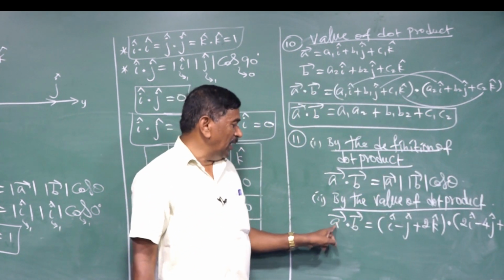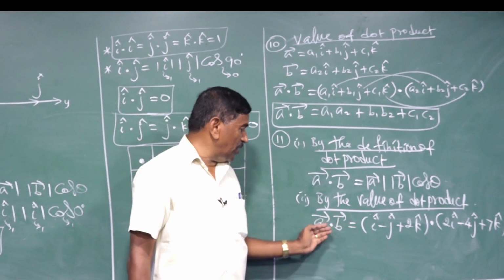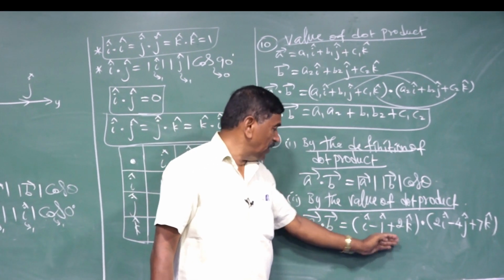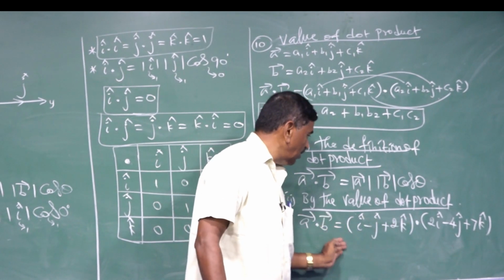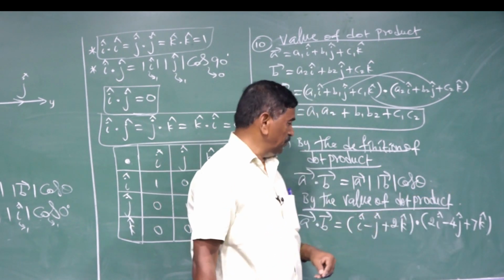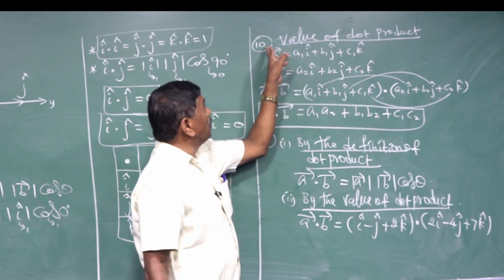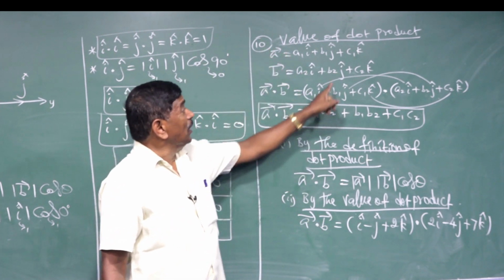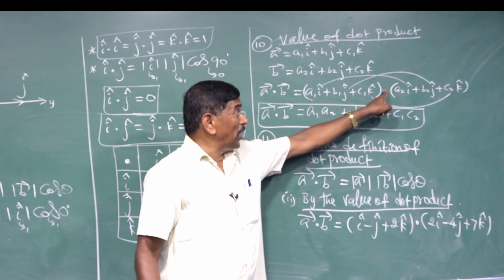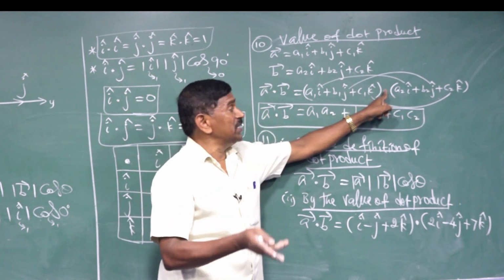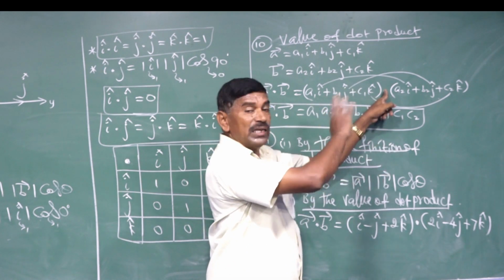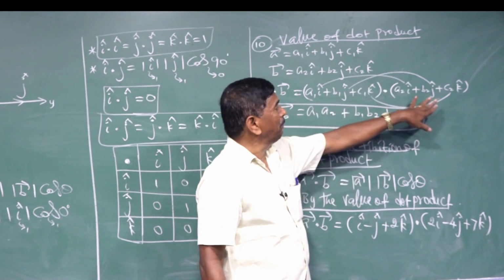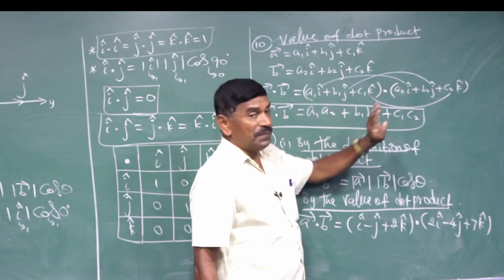Listen, A vector dot B vector is equal to the first bracket, A vector, middle dot, and B vector equal to the second bracket, for example. Now, from the 10th property, if the dot product is defined between the two vectors, it is enough to do self-multiplication, that is i to i, j to j, k to k. It is enough to multiply only the coefficients.